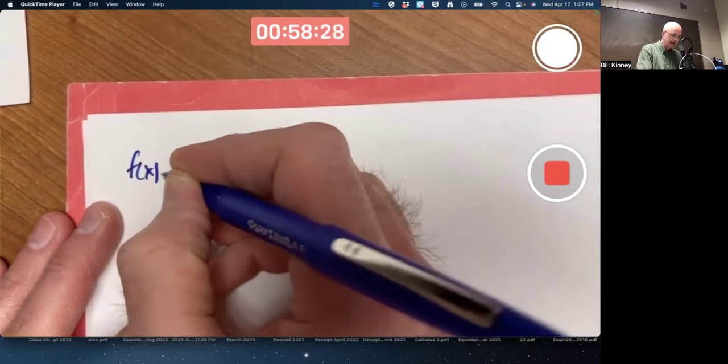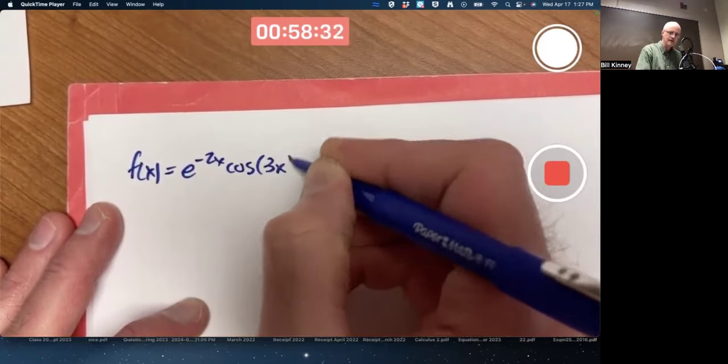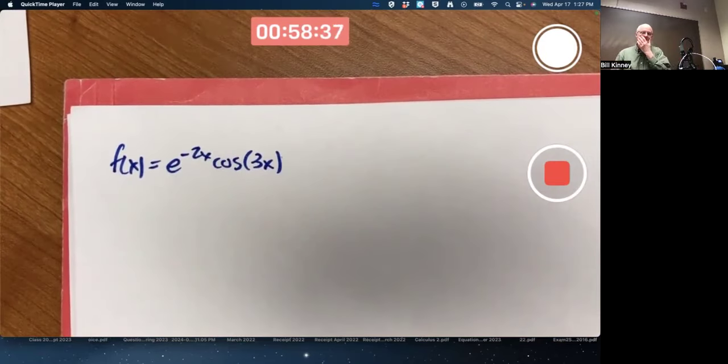Got two more examples. First of all, f of x equals e to the negative 2x cosine of 3x. Find the Taylor series for this one centered at a equals 0 and find its interval of convergence. We could take derivatives, but that would quickly get nasty.